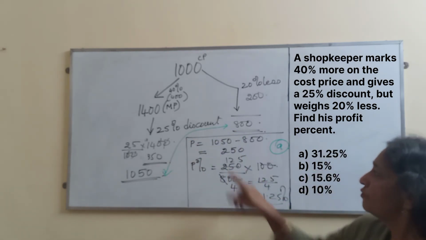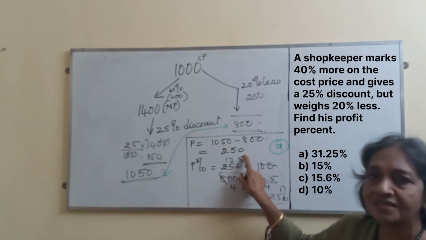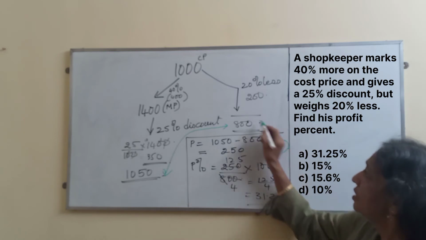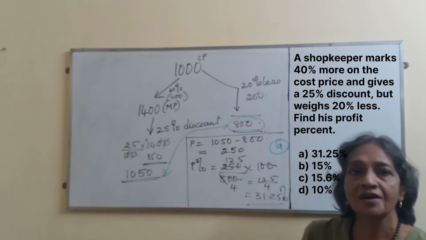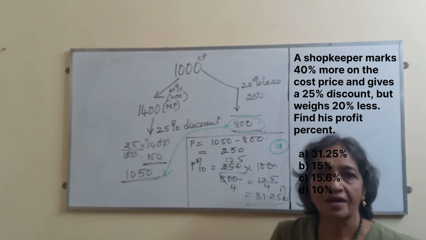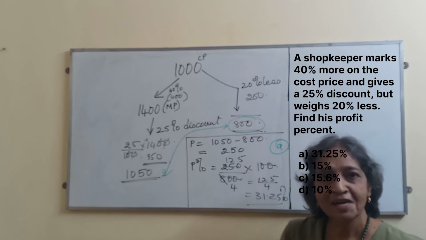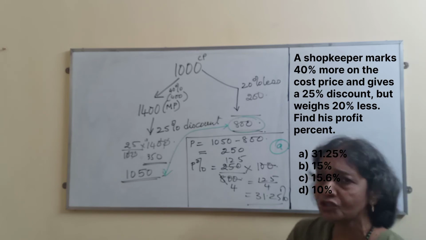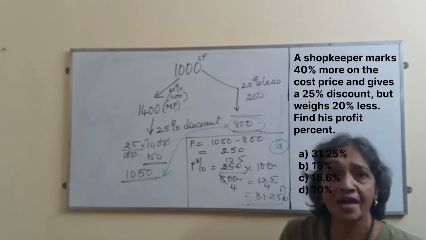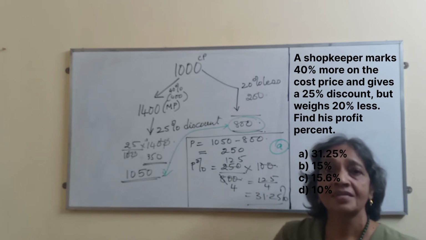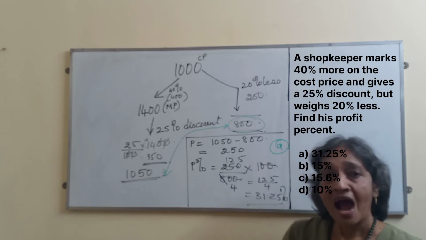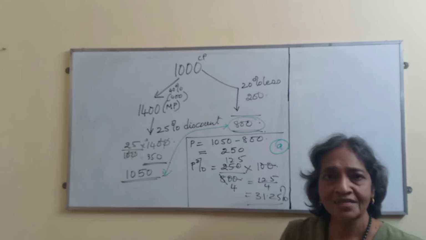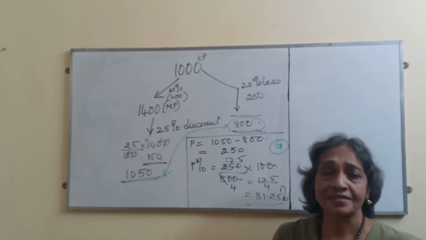Now compare these two. So he's making a profit of 1050 minus 800, that is 250, and the profit would be on this amount, 800, because this is what you are getting. Alright? So now this was a little bit different with three conditions added: a marked price added, a discount added, and also the cheating factor involved. Alright? So we go on to the next sum.